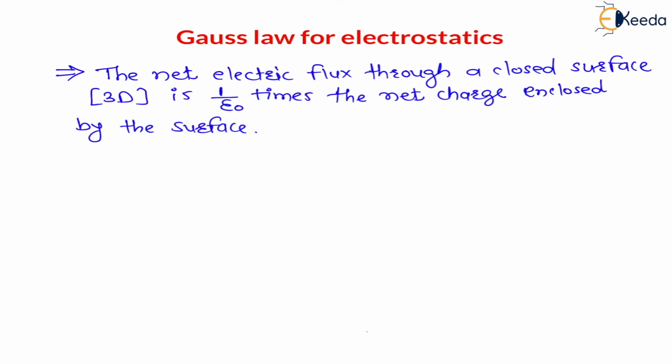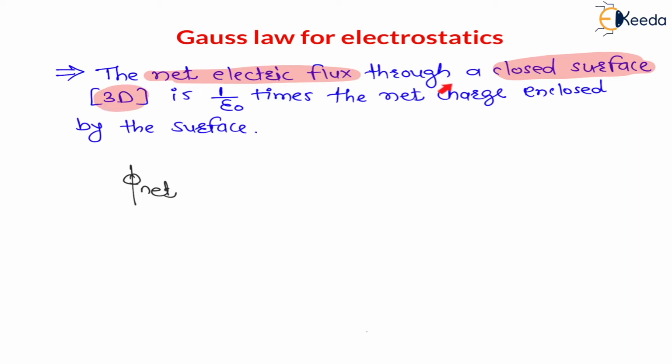Now my dear students, let us understand the statement of Gauss law of electrostatics. As per Gauss law of electrostatics, the net electric flux, here they are discussing the net electric flux, means phi. Electric flux is represented by phi. Therefore the net electric flux phi net through a closed surface, this is very very important, through a closed surface. Gauss law of electrostatics is applicable only and only for the closed surface. It is not applicable for the open surface. Closed surface means three-dimensional surface.